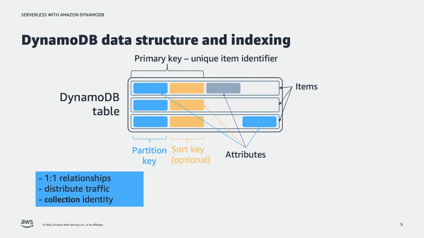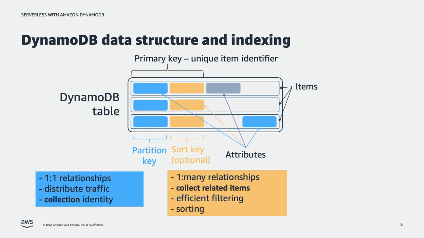It allows us also, because DynamoDB does some very powerful horizontal scaling that I'll talk about in just a moment, to distribute the traffic and the load across the various components of the service on the back end, and allows us to scale that out. It also allows us to identify a collection, and I'll talk about a collection in just a moment. The sort key, if you have it.